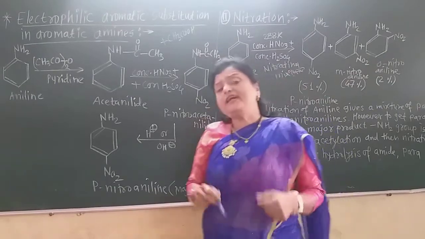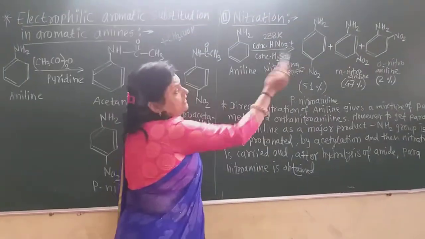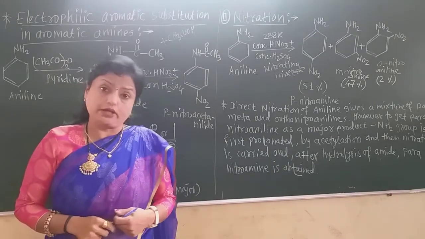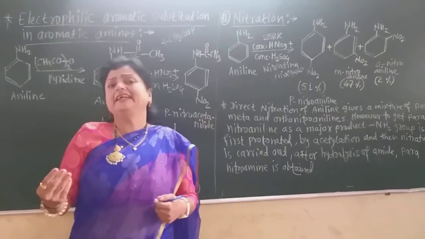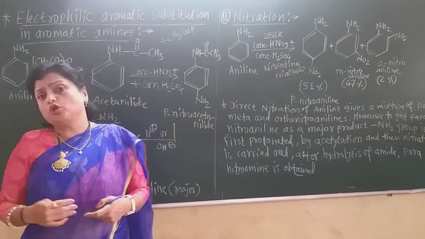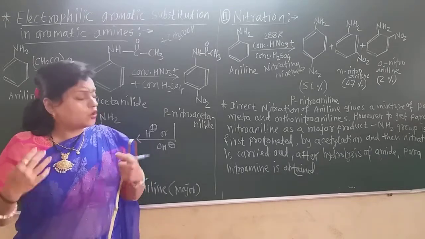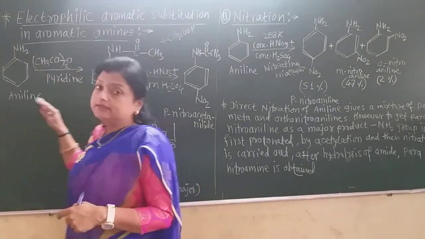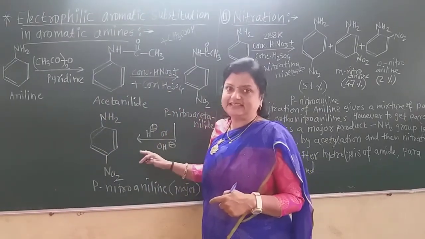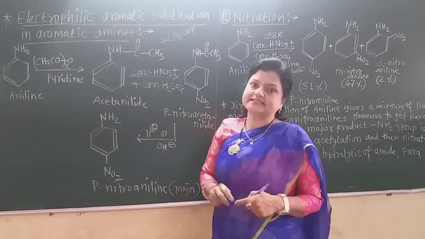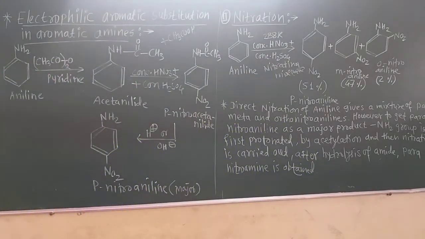So if we directly do the nitration, we obtain a mixture of three different nitroanilines: para, meta and ortho. It is a very tedious job to separate these compounds. So if we want to obtain only para-nitroaniline, do this reaction: first acetylation, then nitration, and then hydrolysis of that acetanilide, and you directly obtain the major product, para-nitroaniline. Now let us see the next electrophilic aromatic substitution reaction of aromatic amines, that is sulfonation.